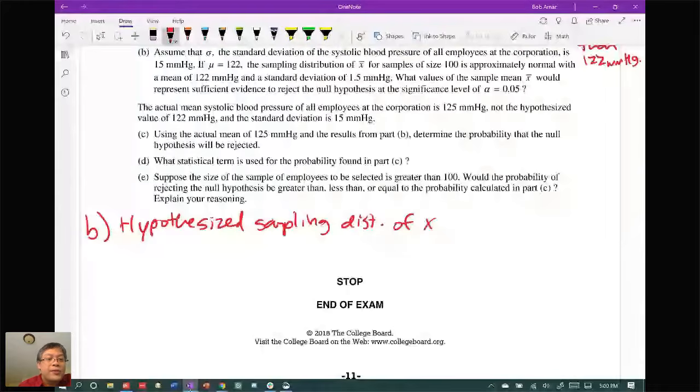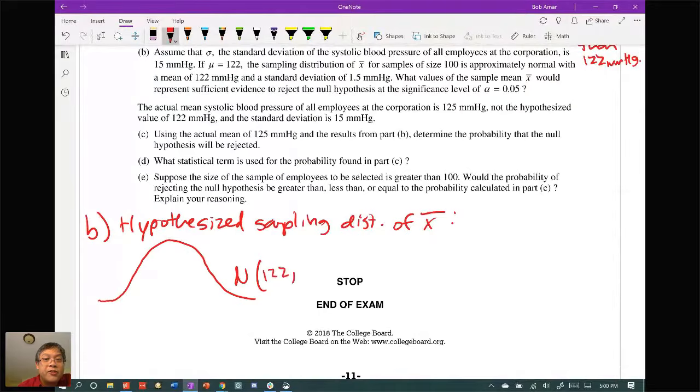And so our hypothesized sampling distribution of x bar is going to be approximately normal with a mean of 122 and a standard deviation of 1.5. I was going to say the reason we got this number is that 1.5 is equal to 15 over the square root of the sample size, but we don't need to worry about that.